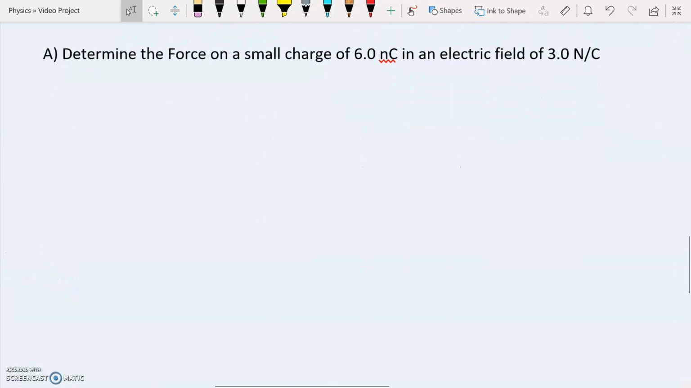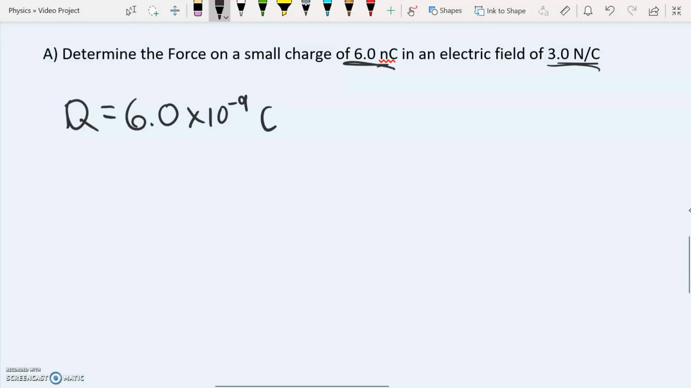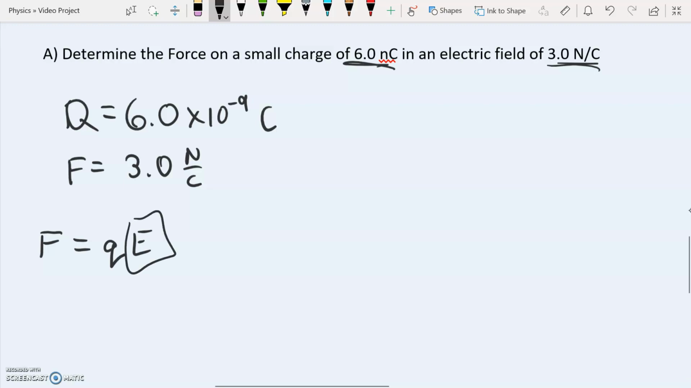Determine the force on a small charge of 6.0 nanocoulombs in an electric field of 3 newtons per coulomb. We will use this equation we just learned. Q, we've determined from this equation, is 6.0 times 10 to the negative 9th coulombs. And our electric field is stated in the problem as 3.0 newtons per coulomb. So to write out the equation, F equals QE.